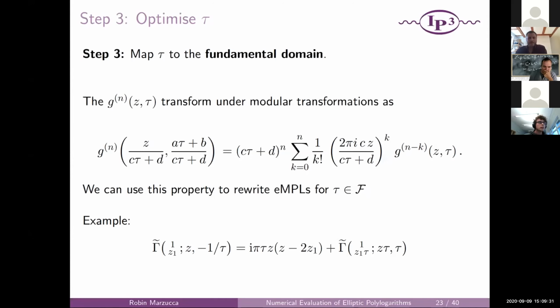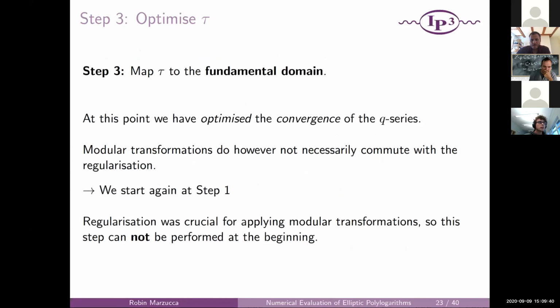Okay, very good. So now we've got something which in principle will converge quickly. However, step 3, the mapping to the fundamental domain, does not necessarily commute with the first 2 steps that we've taken, which means that at this point, we'll have to start again at step 1 and go through these 2 steps again. This is, however, not too much of a problem because these steps are usually pretty quick.